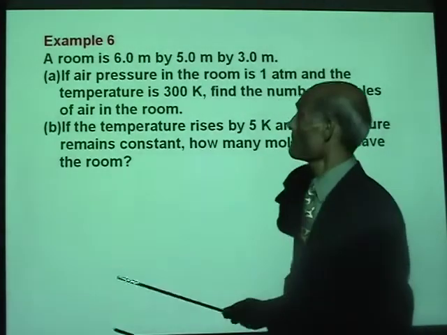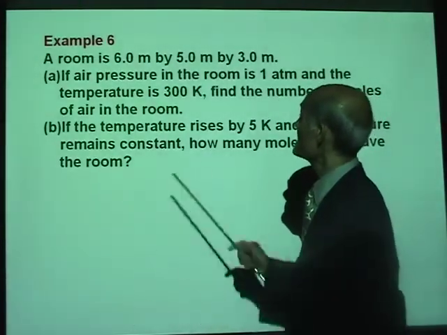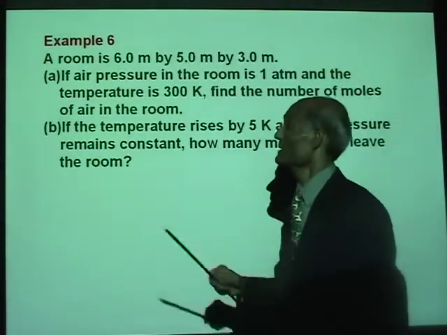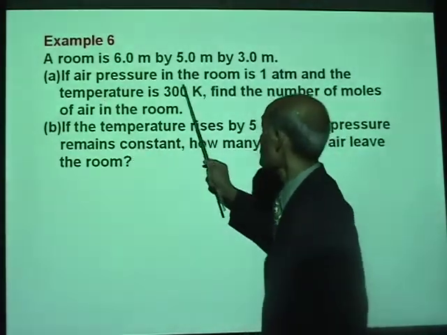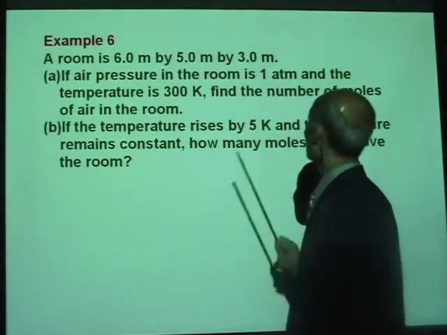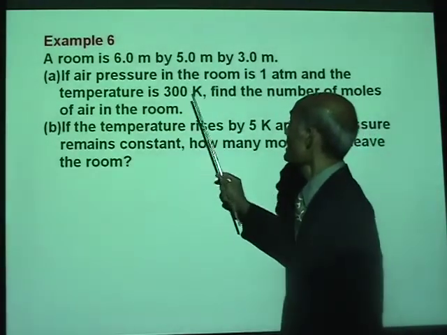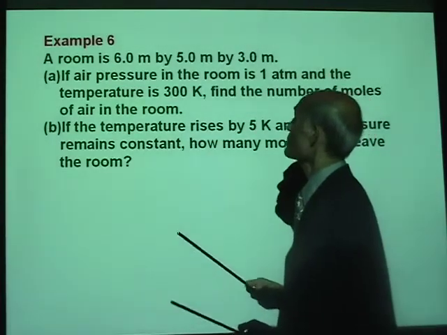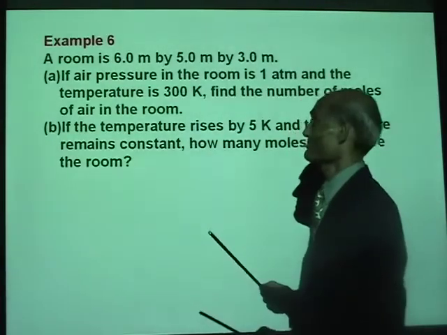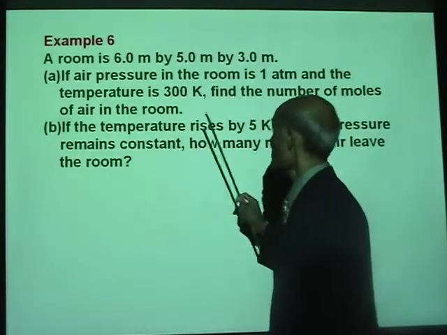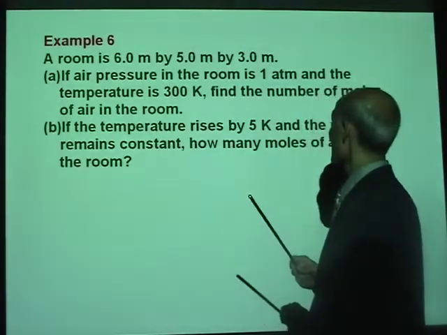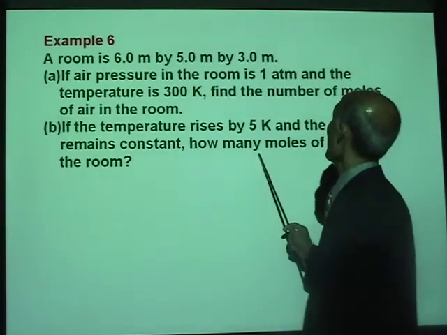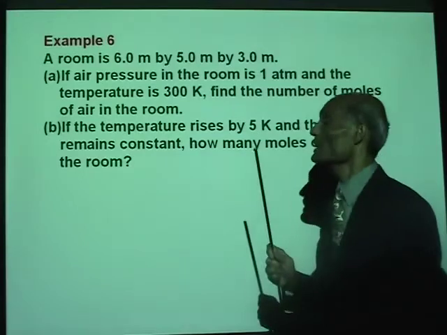Example 6. A room is 6 meter by 5 meter by 3 meter. Part A. If air pressure in the room is 1 atmosphere and the temperature is 300 Kelvin, find the number of moles of air in the room. B. If the temperature rises by 5 Kelvin and the pressure remains a constant, how many moles of air leave the room?